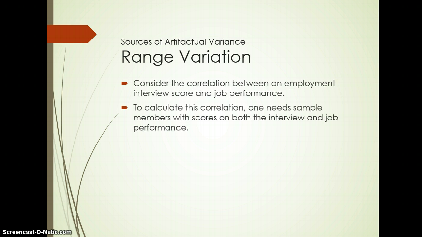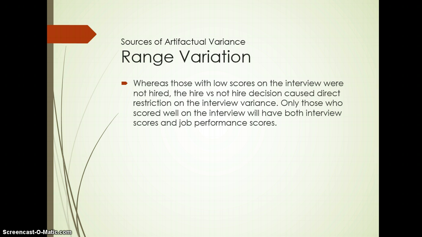Now consider the correlation between an employment interview score, so how someone did when they're interviewing, and job performance. To calculate this correlation, one would need a sample of members with scores on both the interview and, of course, job performance. These are two variables of interest. Those with low scores on the interview were not hired. So in this instance, the hire versus not hire decision caused direct range restriction on the interview variance. In other words, only those who scored well on the interview will have both the interview scores and job performance.